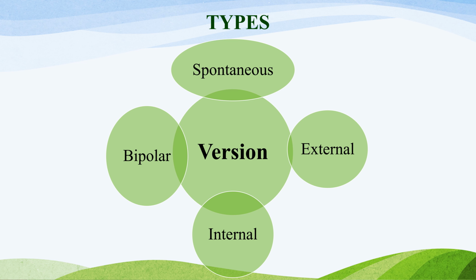Last one is the bipolar version, and it is also called Braxton Hicks version. So in this, the version is done by introducing one or two fingers through the cervix and the other hand on the abdomen, and the baby is moved to the favorable position.